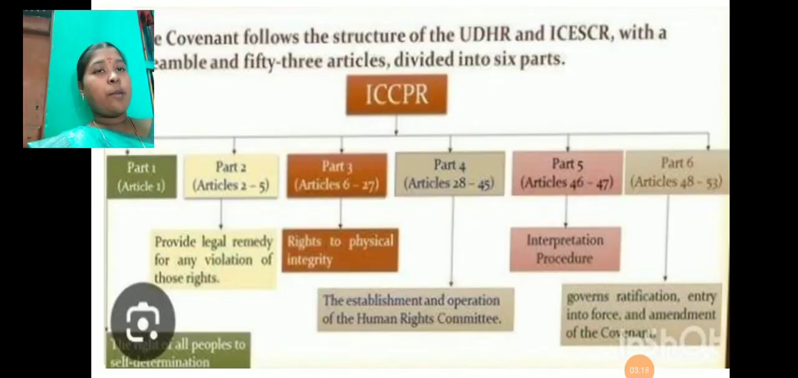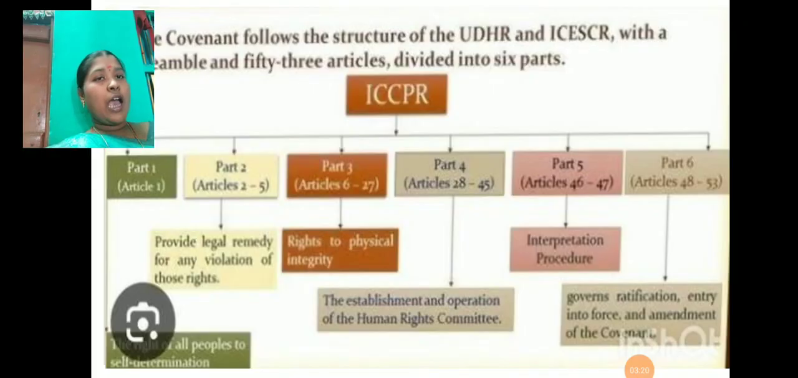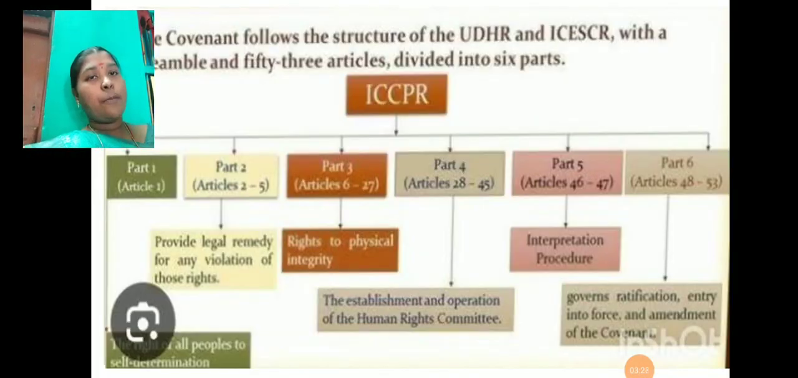Now a tabulation from the International Covenant on Civil and Political Rights. First one is Part 1, Article 1, the right of all people to self-determination. Part 2, Articles 2 to 5, provide legal remedy for any violation of those rights. Part 3, Article 6 to 27, rights to physical integrity.